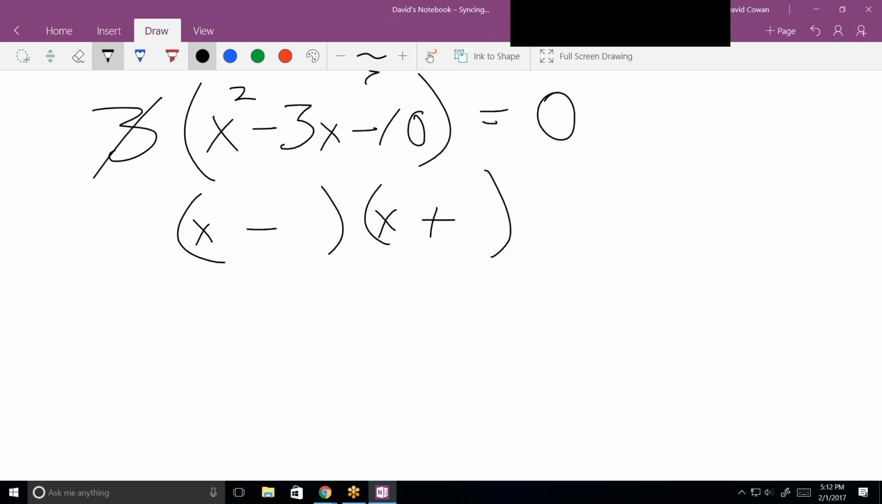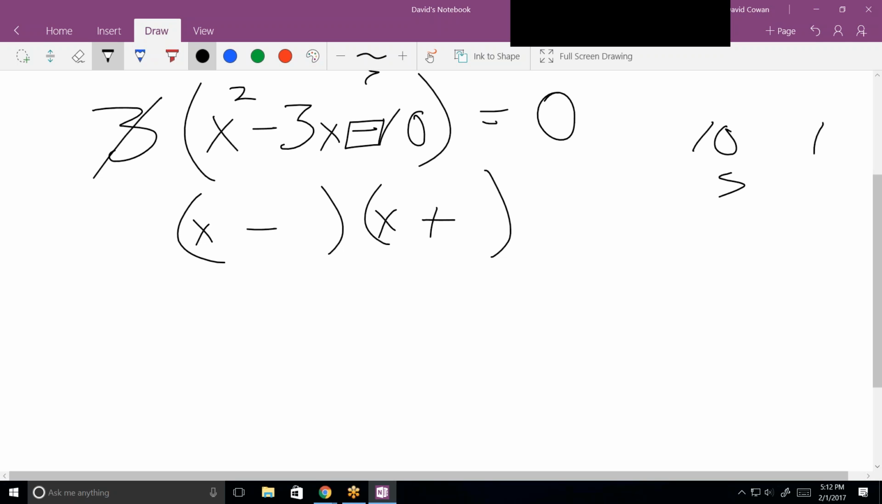Now, what's the third rule that applies here for finishing out this problem? I need factors of 10 that do what? No, you need factors of 10 that subtract, because of that negative sign, to the number 3. Well, let's figure out factors of 10. We got 10 and 1, we got 5 and 2. I just found my two factors. 5 and 2 are the two numbers we want.